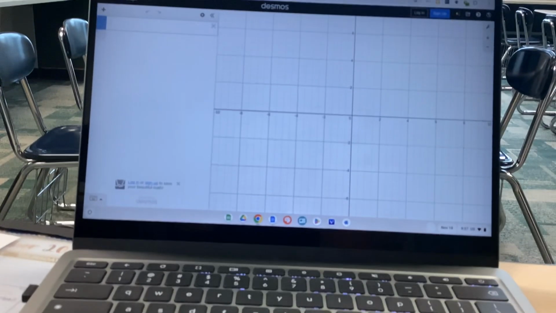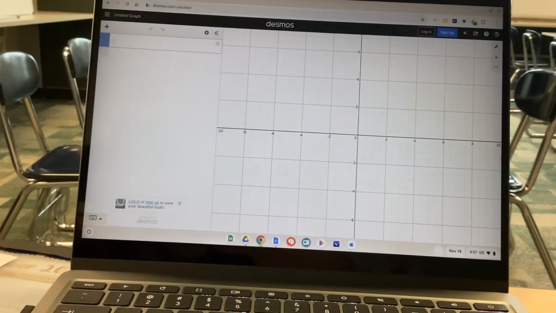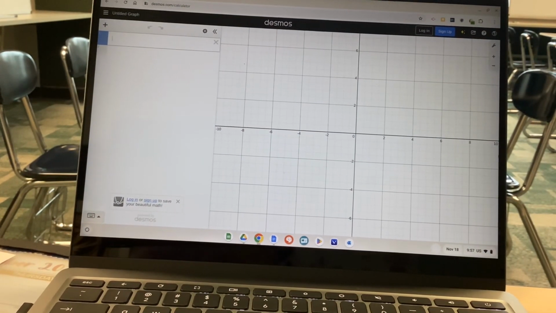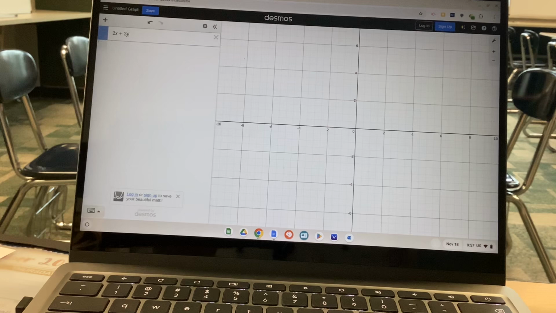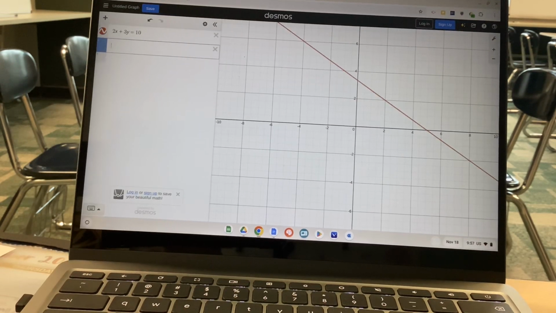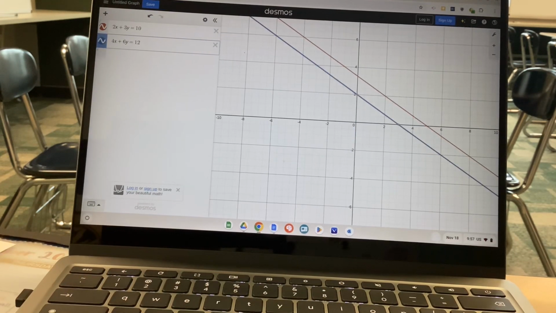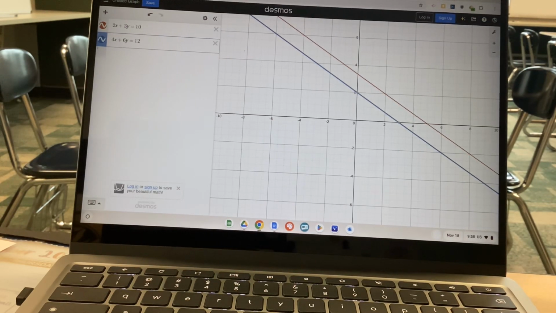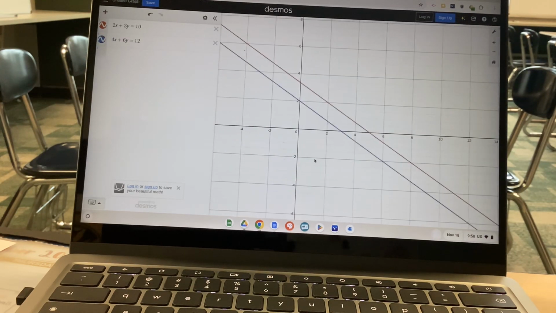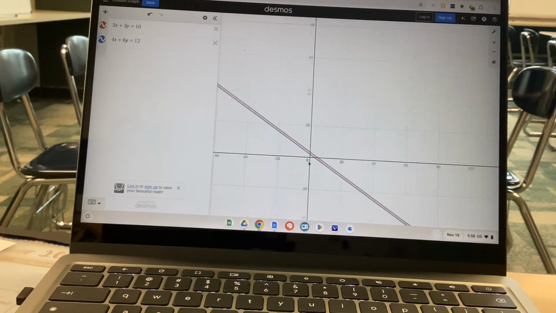All right, so here is Desmos. Okay. I'm going to type in the system that's on the paper here. So we have 2x plus 3y is 10, and I hit enter. And then I have 4x plus 6y is 12, okay? So now, 4x plus 6y equals 12, 2x plus 3y equals 10. What I'm looking for here is the point of intersection. Now if I look, those lines look pretty parallel to me. So let's zoom out and make sure that that is in fact the case, which it looks to be.